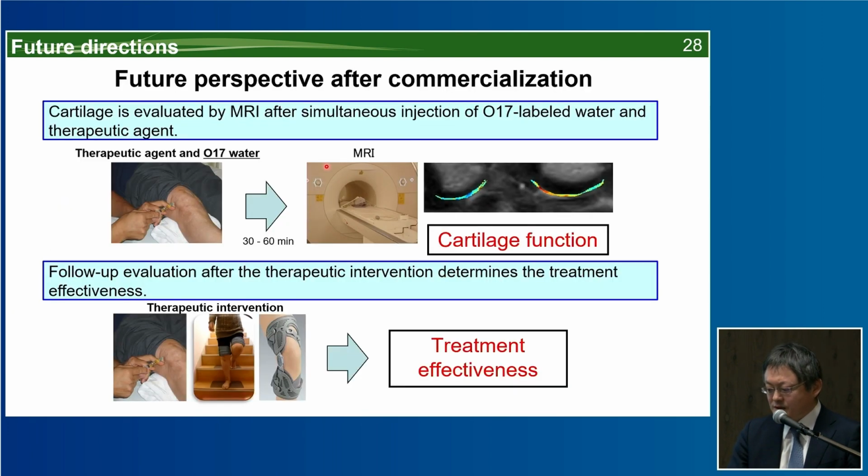This is a little bit early, but here I show the future perspective after commercialization. Cartilage is evaluated by MRI after simultaneous injection of the labeled water and the therapeutic agents. Additionally, follow-up evaluation after the therapeutic intervention could potentially determine the treatment effectiveness, like rehabilitation or injection or something like that.